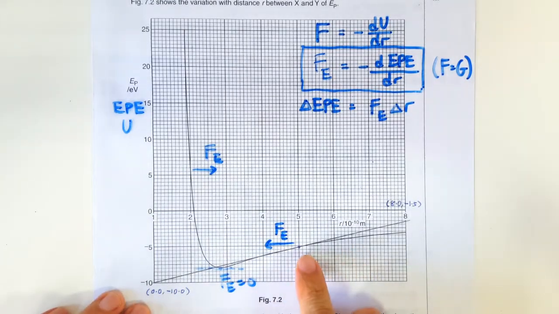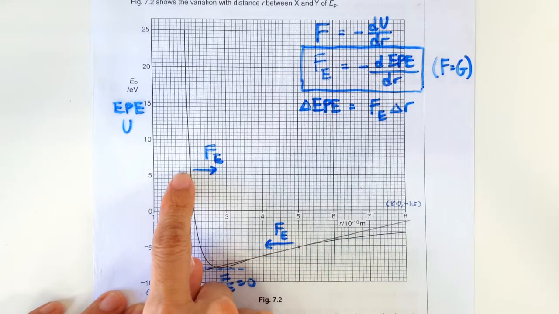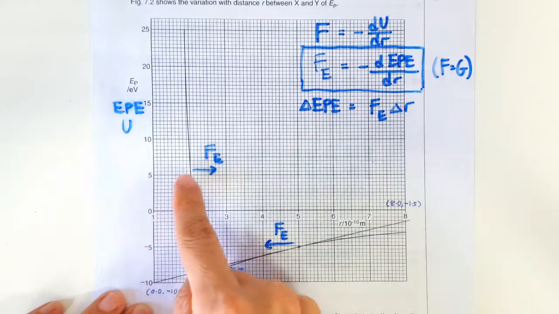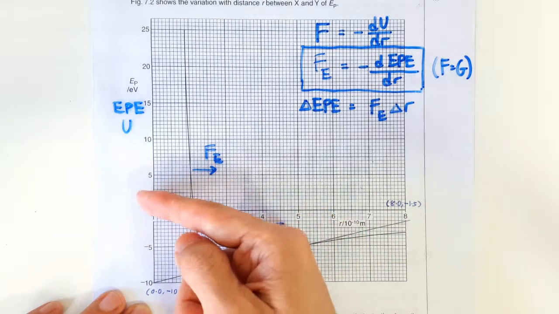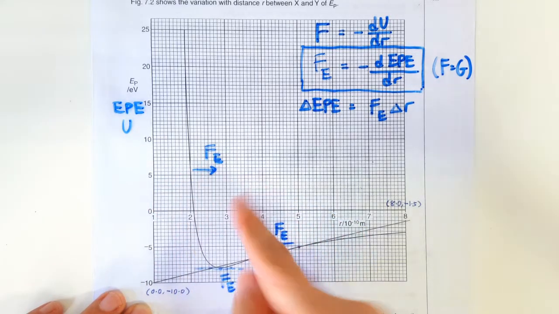The other way of figuring out the direction is also very easy. Just ask yourself, when you're here, the EPE increases towards the right, right? So if the EPE increases towards the right, the electric force must be towards the left. If we are here, then the EPE increases towards the left. If the EPE increases towards the left, it means the electric force must be towards the right.